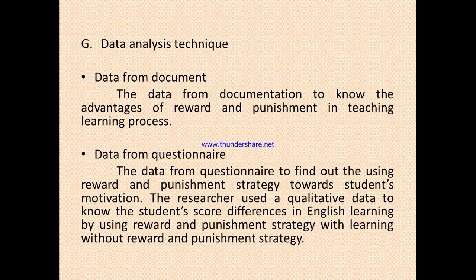And the next is G, data analysis technique. First, data from documents. The data from documentation is used to know the advantages of reward and punishment in the teaching-learning process. And the last is data from questionnaire. The data from the questionnaire is used to find out the effect of using reward and punishment strategy on students' motivation. The researcher used qualitative data to know the students' score differences in English learning by using reward and punishment strategy compared with learning without reward and punishment strategy.